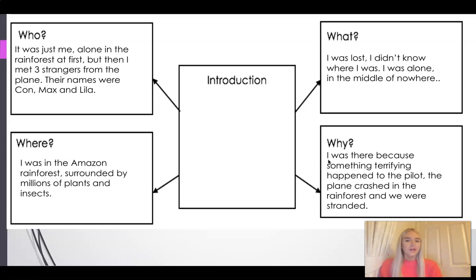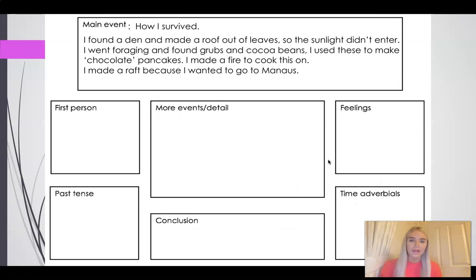So after we've done our introduction, that is the first thing we're going to write on our diary entry plan. The second half of your sheet will look exactly like this. And I have filled in my main event, and you will have a line here to write what your main event is. So I have chosen that my main event is going to be all about how I survived. So I've written brief notes of 3 ways that I survived.